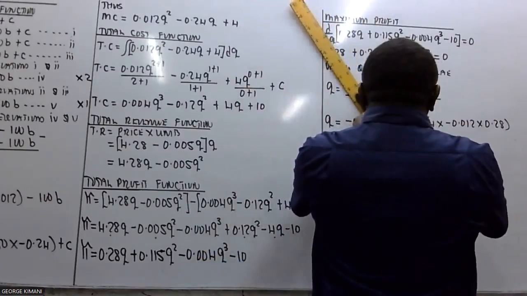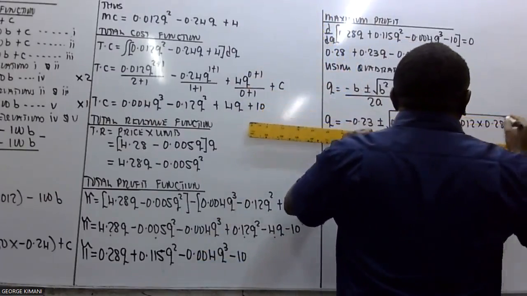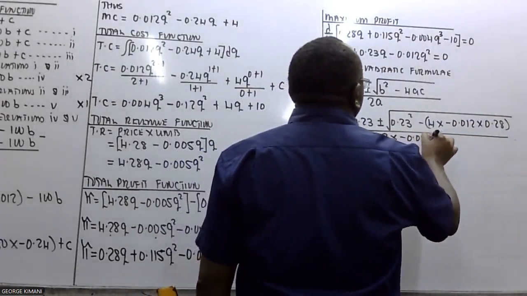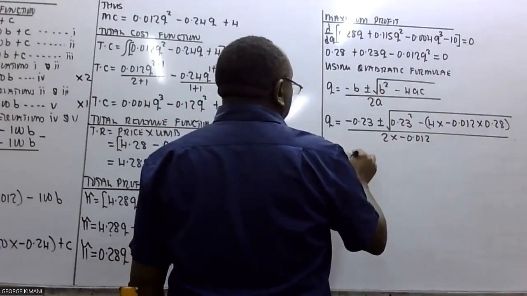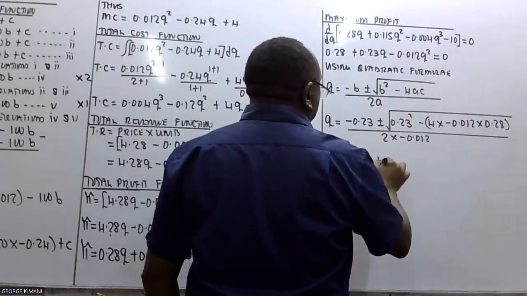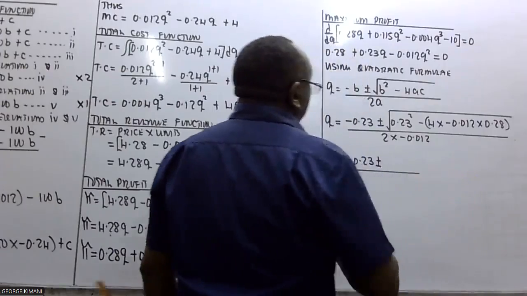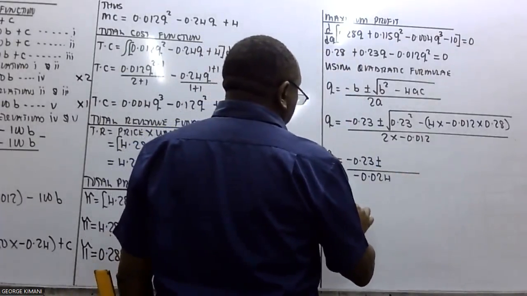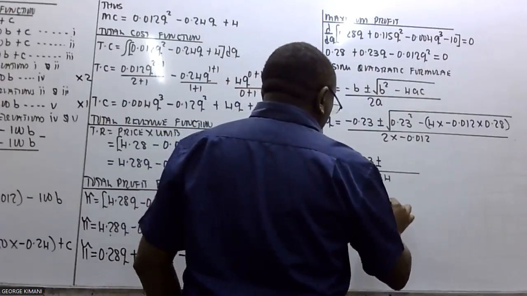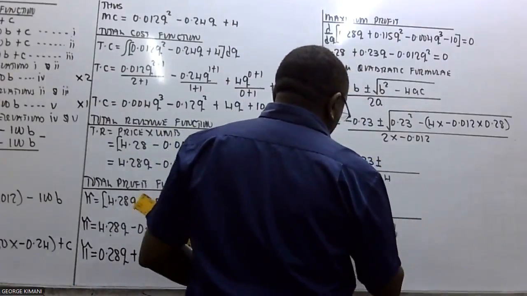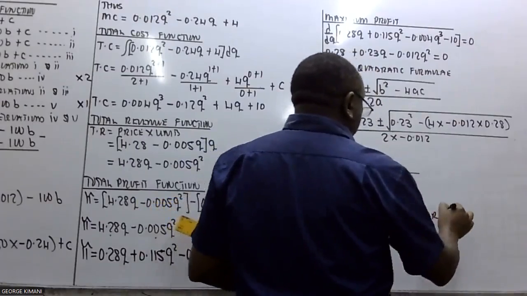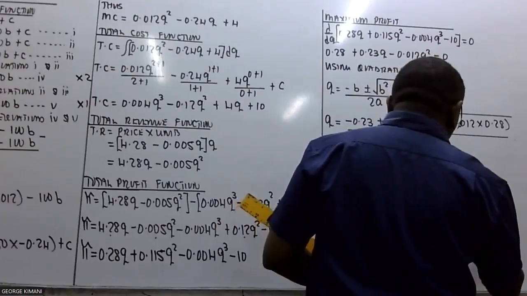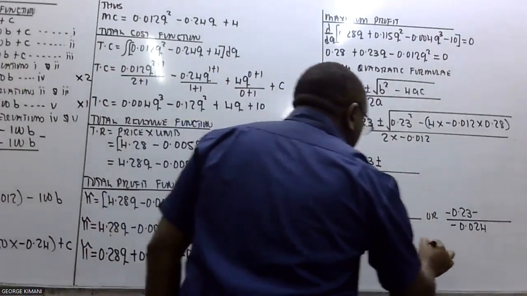So this one, we are looking for the square root. Then you divide by 2 times minus 0.012. So Q is minus 0.23 plus or minus the square root, over minus 0.024. So you proceed: minus 0.23 plus the square root over minus 0.024, or minus 0.23 minus the square root, divided by minus 0.024. So you tell me, Q is what or what?